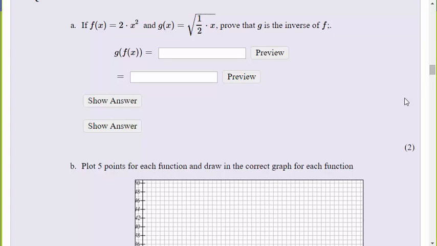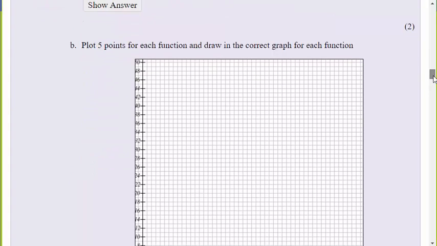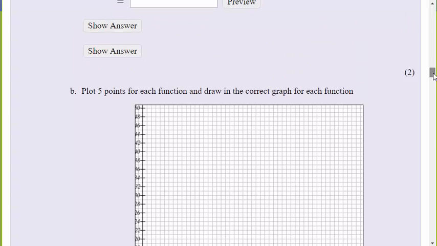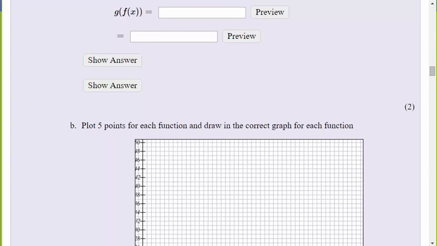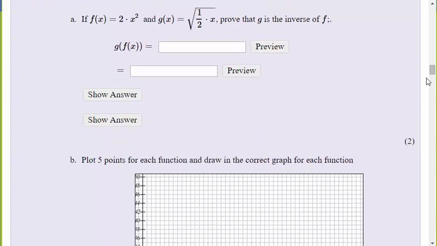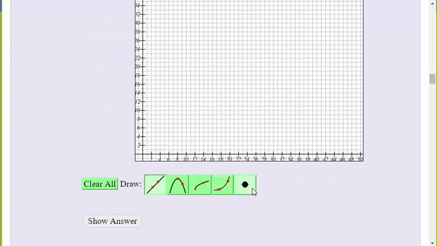Let's go and draw it now. Now they ask me, plot 5 points for each function and draw in the correct graph for each function. So you can see here my values go quite high, up to 50. So I'm going to use square numbers. So I'm going to use 1. 1 squared is 1. Oh, let's start with 0. No, let's start with 1. 1 squared is 1. Actually, let me start with 0. Why not?